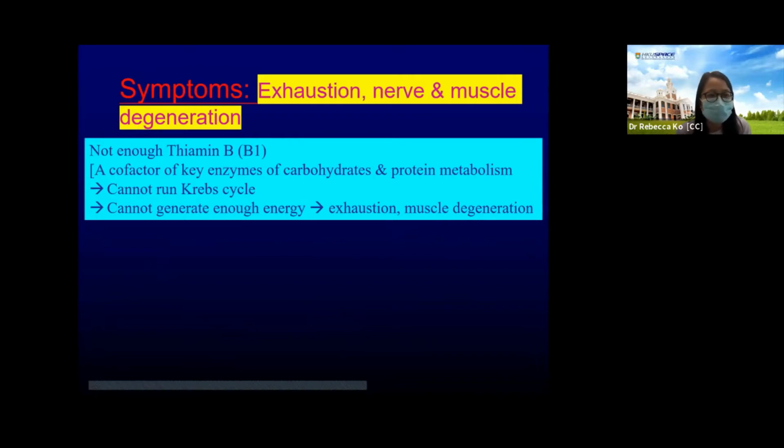The situation is, if we don't have enough B1 intake, this is a cofactor of the catabolism of the carbohydrates, proteins, right? Break down the carbohydrates, break down the proteins. If we can't do this because we don't have enough B1, and so breaking down carbohydrates, proteins, fats was a problem. So that's why we can't run the Krebs cycle. We can't get energy, so we'll feel tired, or have muscle degeneration, right? It's reasonable. Am I right?